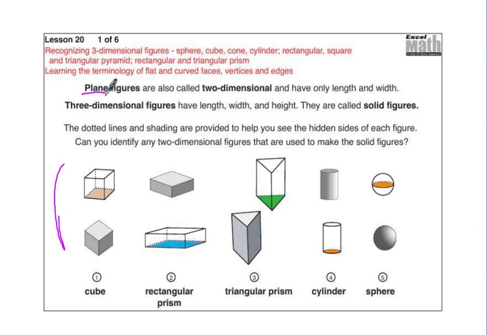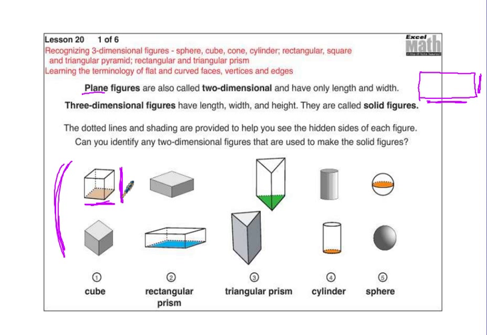It says plane figures are also called two-dimensional and have only length and width. So the paper you're looking at right now is a two-dimensional shape. It has length and it has width. It does not have depth to it. In fact, these pictures down here at the bottom are actually two-dimensional shapes. They only have length and width. They're flat. They're completely flat.